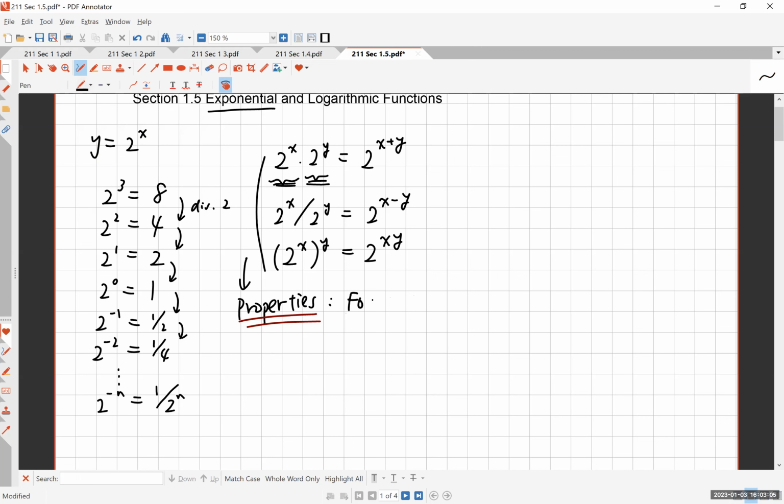For any base b, b is supposed to be greater than 0, because if b is negative, you'll have all kinds of problems in trying to define an exponential function for all real numbers. And also, b should not be 1. You know why that is?